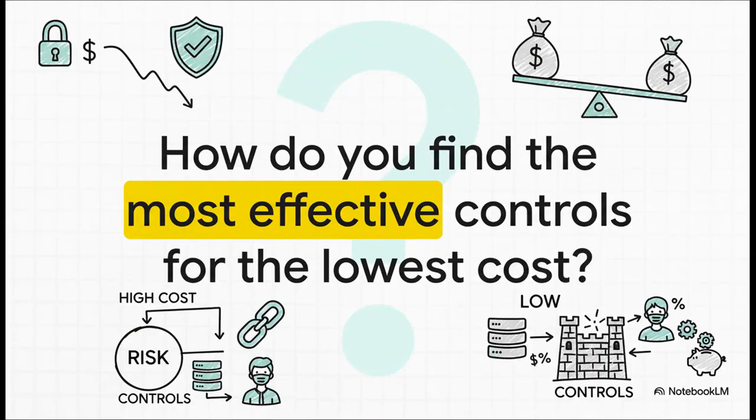And all of this brings us to the million-dollar question. Now that you can identify and assess risk, how do you decide which controls offer the most effective protection for the lowest cost? There's no single easy answer to that, but by using the frameworks and concepts we've talked about today, you'll be in a great position to start building a privacy program that is both strong and efficient.